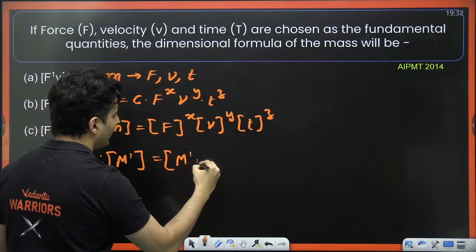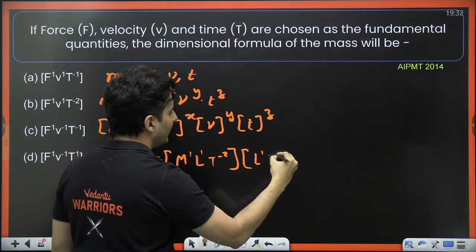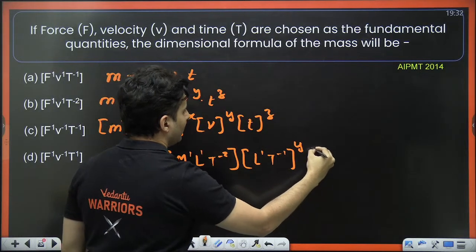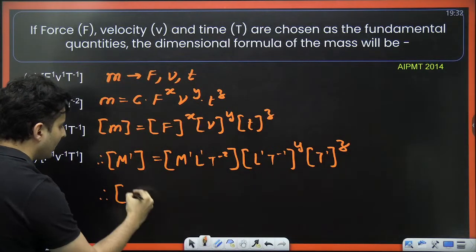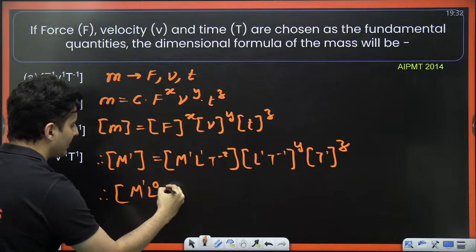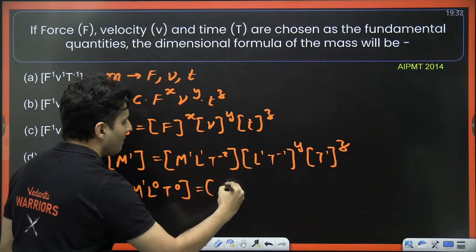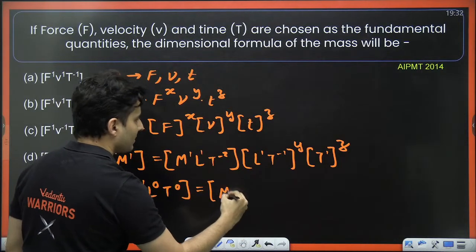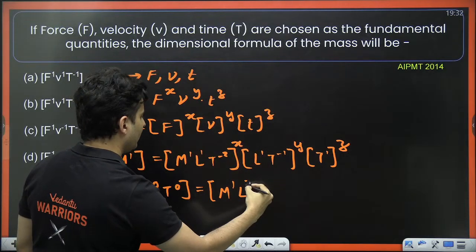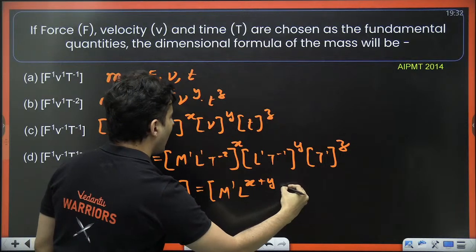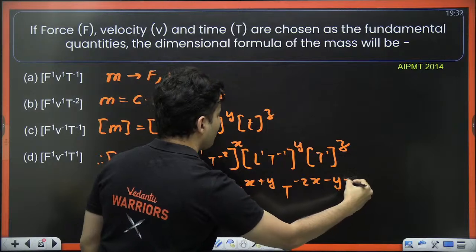Force is M raised to 1, L raised to 1, T raised to -2. Velocity is length raised to 1, T raised to -1. Time is just T raised to 1, whole thing raised to z. So writing the missing terms, M raised to 1, L raised to 0, T raised to 0. They are missing, they are just not seen there. Here mass is there only once, length is there, oh this is x. So length raised to x plus y, and time is -2x minus y plus z.